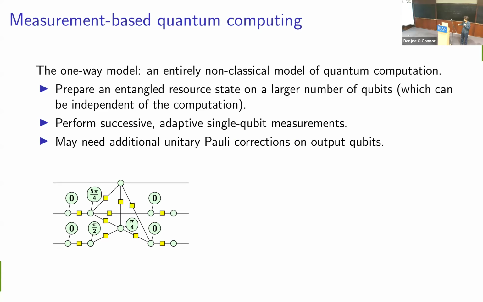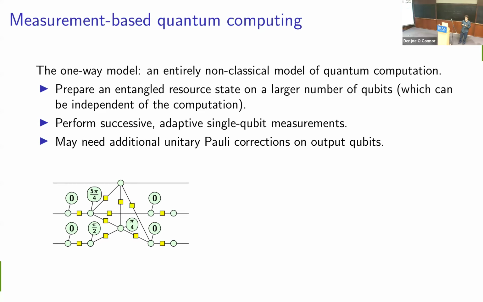And yeah, we might need additional Pauli corrections on our output qubits at the end, but that's obviously a lot less complicated than doing full-scale quantum circuits where we need to allow a much broader range of unitary operations. And so this one-way model is a way that we can interpret a broader class of ZX diagrams and think about how these can be physically implemented than just the ones that are very similar to quantum circuits.